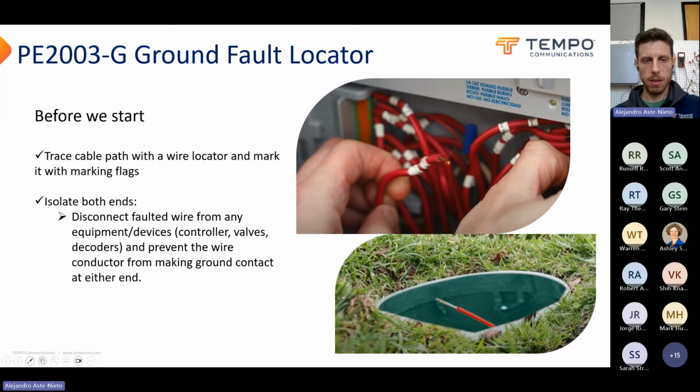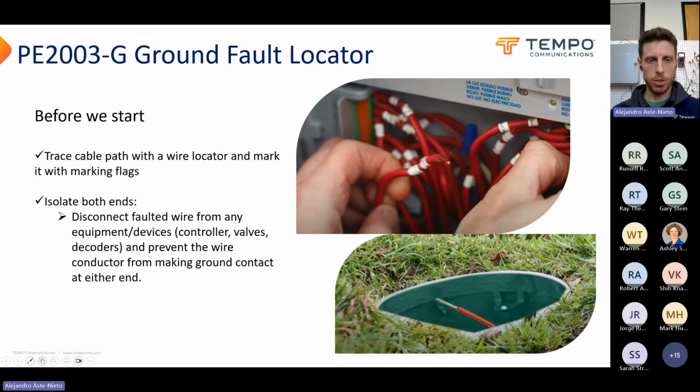For one thing, we don't want any damage to be happening to whatever's hooked up to these wires. But for another thing, you want all the voltage that they can possibly get to leak out through the fault. If there's anything else connected, like a controller, obviously that's damaging. But even valves and decoders, you'll want to be disconnecting so that voltage doesn't do any damage or go somewhere other than the fault that you're trying to find.